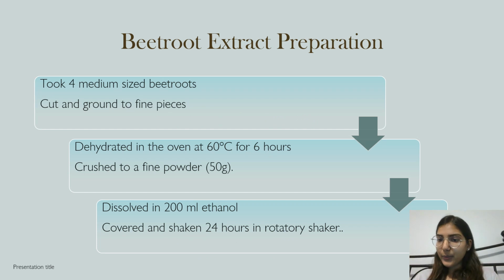So as you know, in this experiment we are trying to find out the antimicrobial activity of beetroot, and for this we need beetroot extract. For extraction we used a method called the ethanol extraction method. For this method we first took 4 medium-sized beetroots and cut them into fine pieces, and then put these.